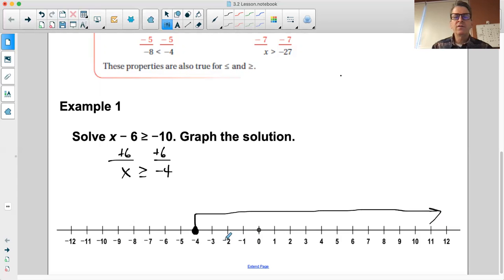If you're going to check your solution, you could put 0 in there or negative 2 in there. 0 minus 6 is negative 6, which would be greater than or equal to negative 10. So you want to check your solution to make sure that you are graphing correctly.